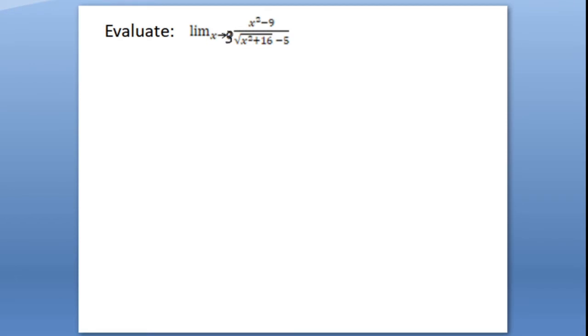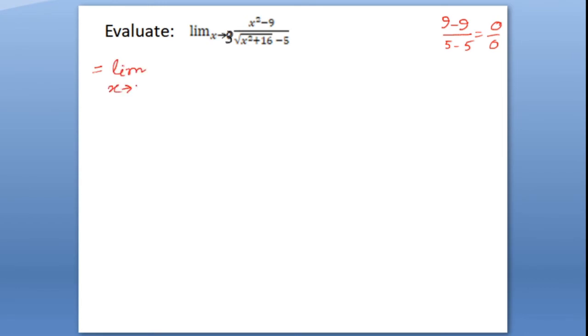In this sum, first we will check whether it is of indeterminate form or not. If we put 3 here we will get 9 minus 9 by square root of x square, that is 9 plus 16, that is 25, that means 5 minus 5, which is 0 by 0. That means we can easily use the rationalization method.